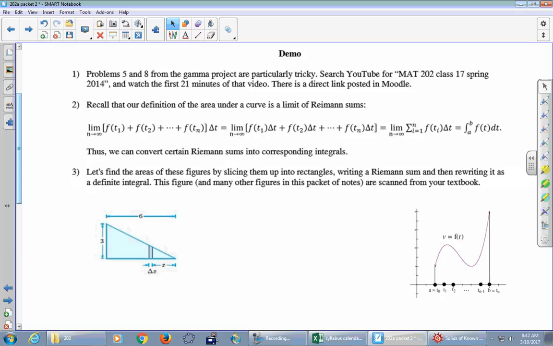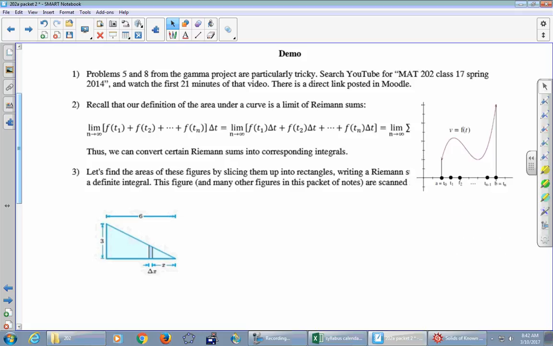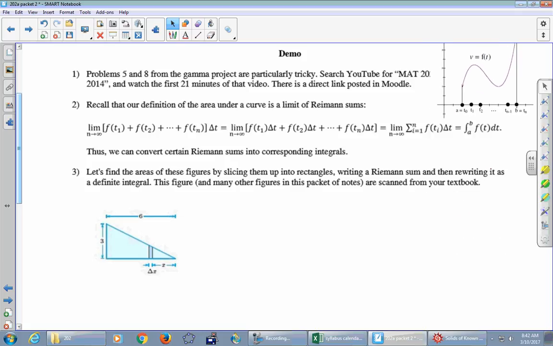All right, number 2, recall our definition of the area under a curve. Okay, so I've brought this picture in here. You don't have this picture, I just grabbed it from our first packet, but this is a picture we talked about way back in the beginning of the semester, and we were interested in finding the area under this curve, and so we cut the region into a bunch of pieces, and then I'll draw some left rectangles here.